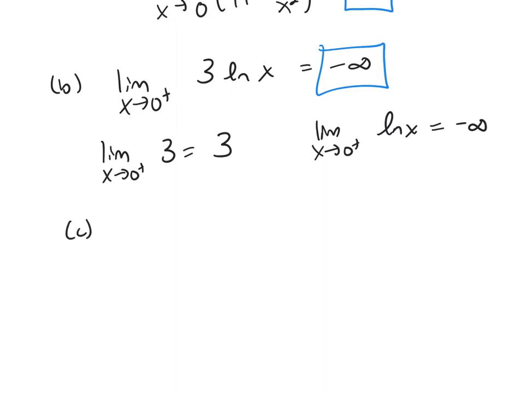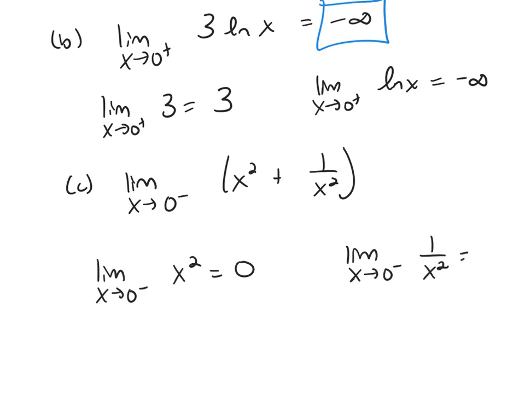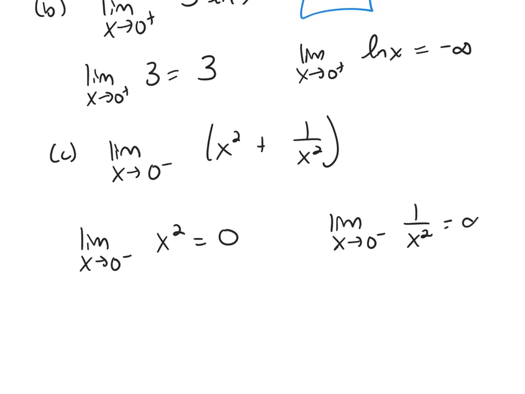Now let's look at one last one. The limit as x goes to 0 from the left of x squared plus 1 over x squared. So again, you break it up into its pieces. The limit as x goes to 0 from the left of x squared, that's 0. The limit as x goes to 0 from the left of 1 over x squared, this limit is infinity. So then together this sum would be infinity for this limit.